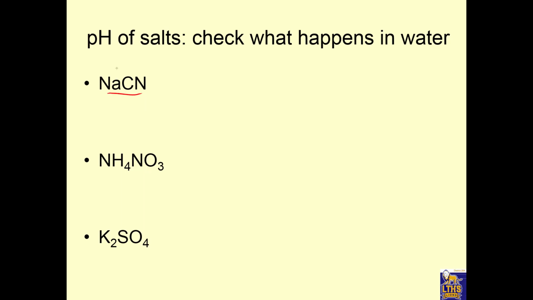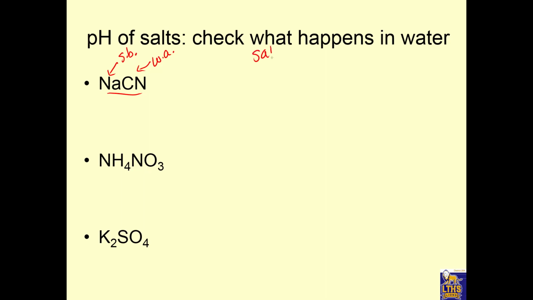Okay, here's a salt. How do I know? Well, we got an ionic compound. This came from a strong base. How do I know? Because the Na part comes from sodium hydroxide. This came from a weak acid. How do I know? Because it came from HCN. So what would happen if I put this into water?